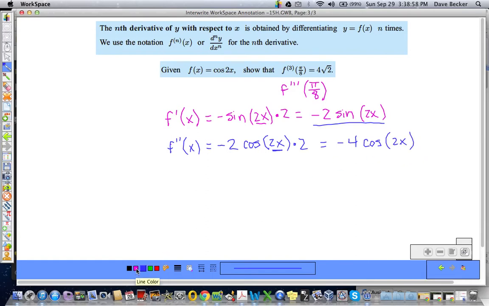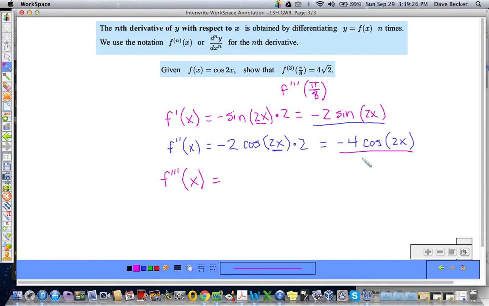Okay, back to the pink to take the third derivative. And the third derivative is simply the derivative of the second derivative right here. I mean, this is no different. If I just said f of x equals negative 4 cosine of 2x and said find the derivative, then it's just another function that we're taking the derivative of. It just happens to be the second derivative of cosine of 2x. So let's finish her up here.